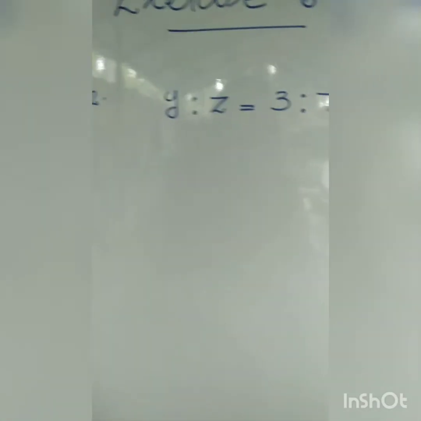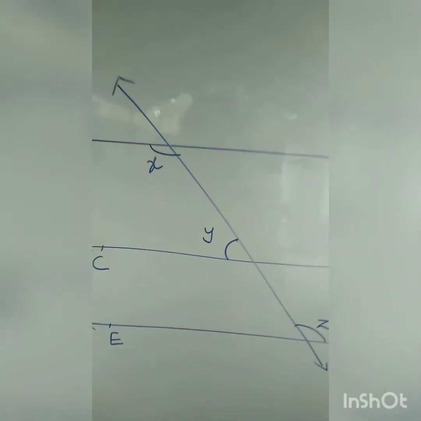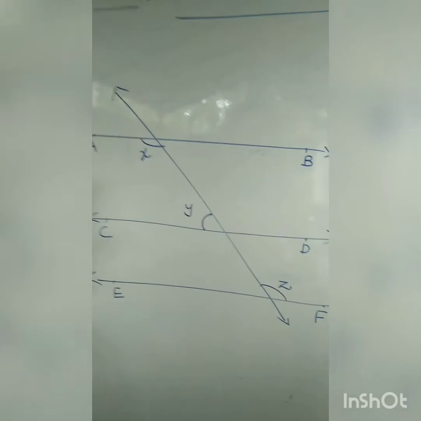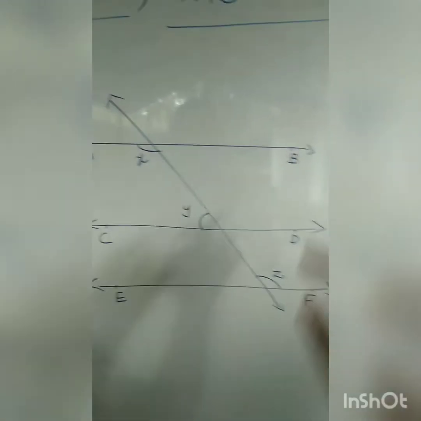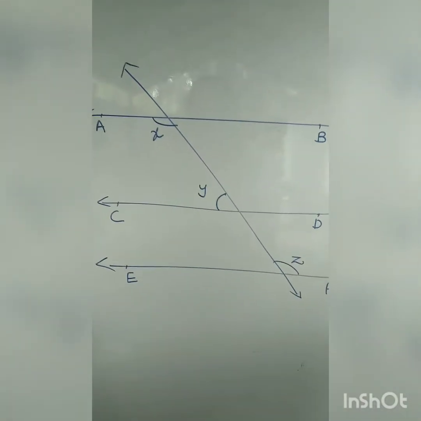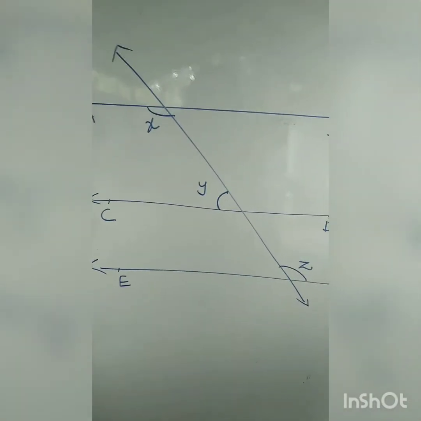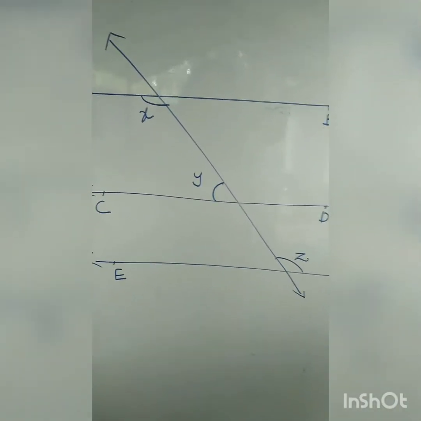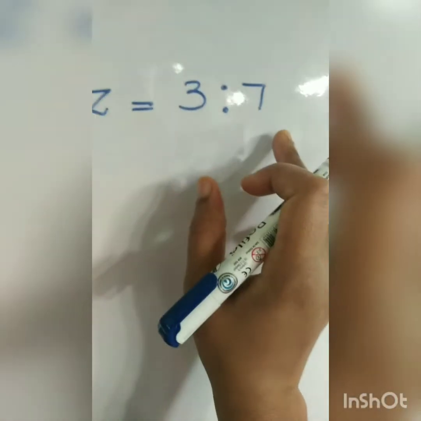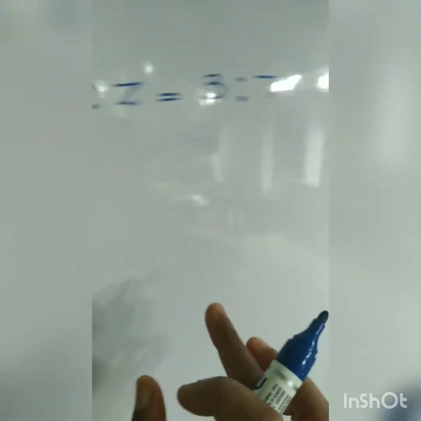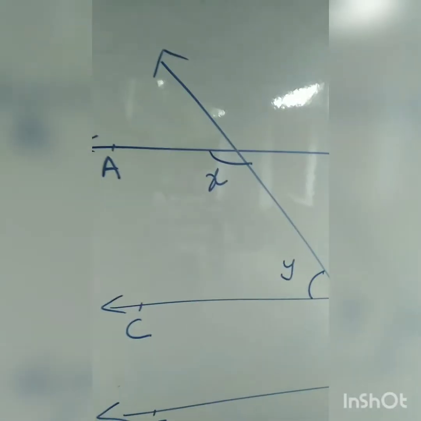Question number 2. Three lines are given: A, B, C, D, E, F, with AB parallel to CD, and CD parallel to EF. That means all three lines are parallel to each other. Some angles are marked X, Y, Z. It is also given that Y is to Z is equal to 3 is to 7, and you have to find the angle X.